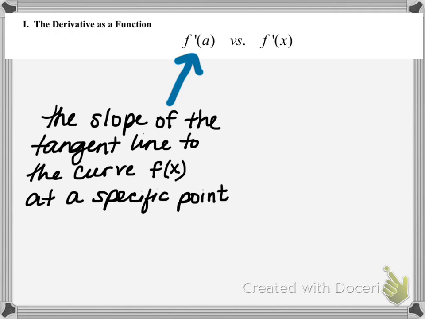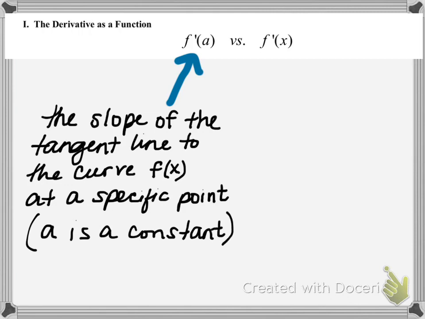So this means that a is a constant. So, for example, we might be looking for f prime of 2, which would be the slope of the tangent line at x equals 2, or f prime of 7, the slope of the tangent line at x equals 7. So when you see f prime of a, it is assumed to be a constant. So it is a number.